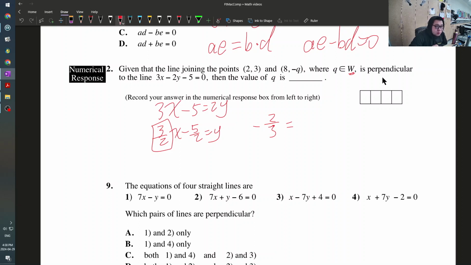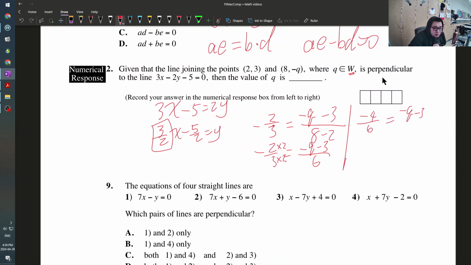And now this slope is equal to the slope formula, negative q minus 3 divided by 8 minus 2. So negative 2 over 3 is equal to negative q minus 3 over 6. Let's multiply the top and bottom by 2. So we get negative 4 over 6 is equal to negative q minus 3 over 6. Since the denominators are the same, the numerators are the same. Negative 4 is equal to negative q minus 3. Add 3 on both sides. Negative 1 is equal to negative q. That means q is equal to 1.